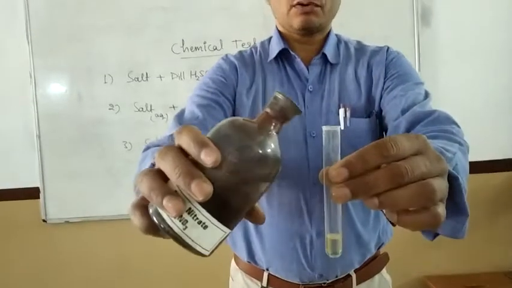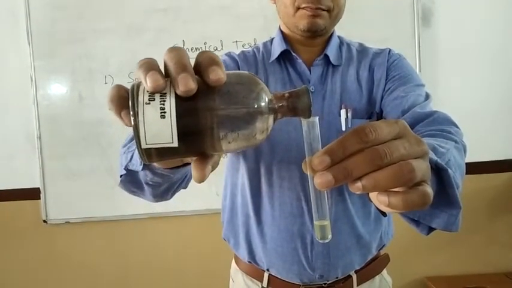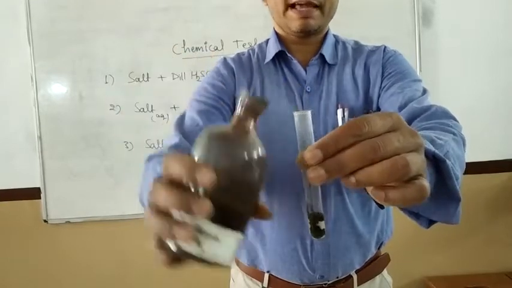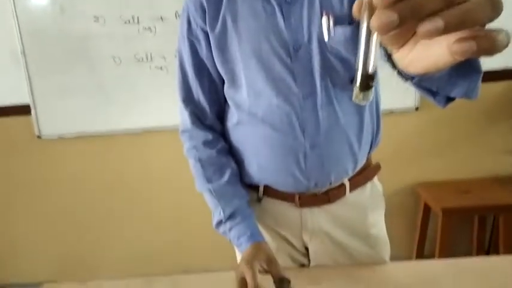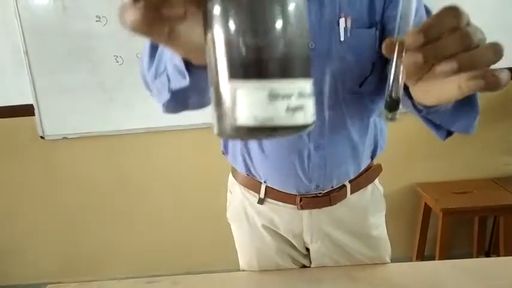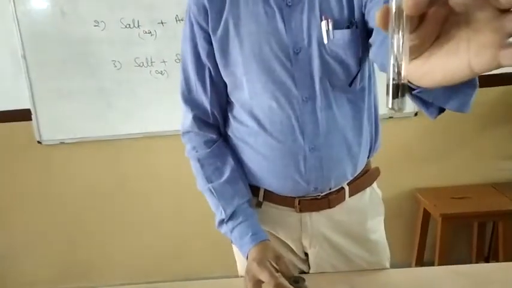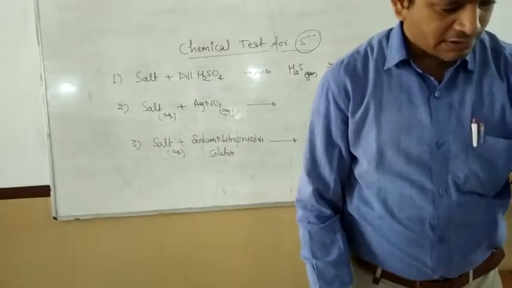Okay, so now you can see, you will find a black precipitate formed. When you add silver nitrate solution to the aqueous solution of a sulfide salt, you will observe the black precipitate. Okay, so this confirms the presence of sulfide ion in the salt.